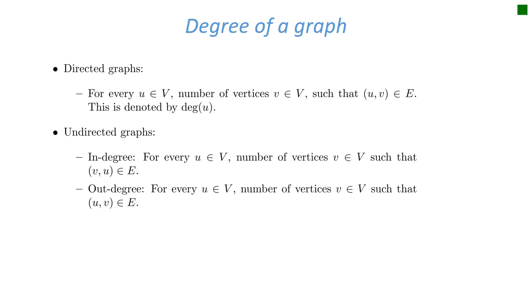These are naturally defined. The in degree is simply the number of vertices v such that (v, u) is an edge, and the out degree is simply the number of vertices v such that (u, v) is an edge.